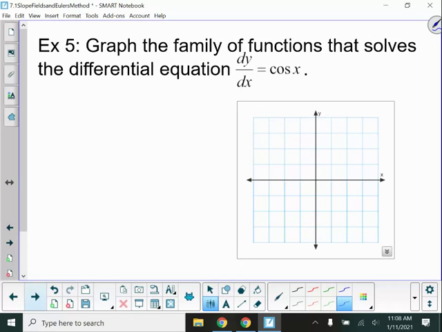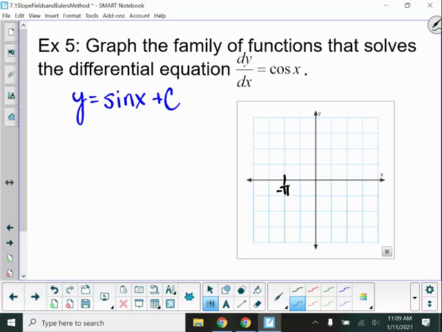Okay, so first, it says graph the family of functions that solves the differential equation. So we're going to look at this the traditional way first. So dy dx is equal to cosine of x. So let's look at what I would have originally to get a derivative that's cosine. Well, I would have had to have a sine originally, and then I would have to have a c value. So we're going to look at what the different c values could be and how that would change our graph here.